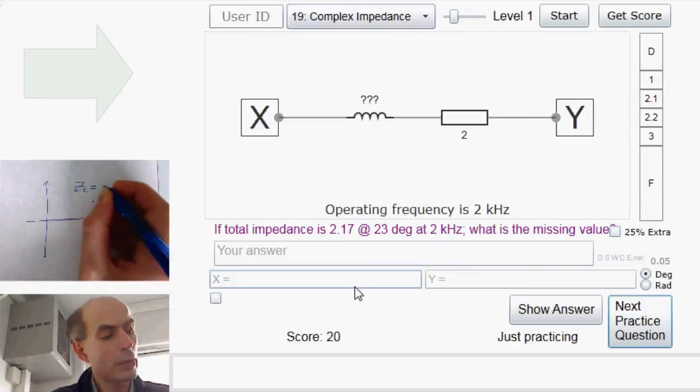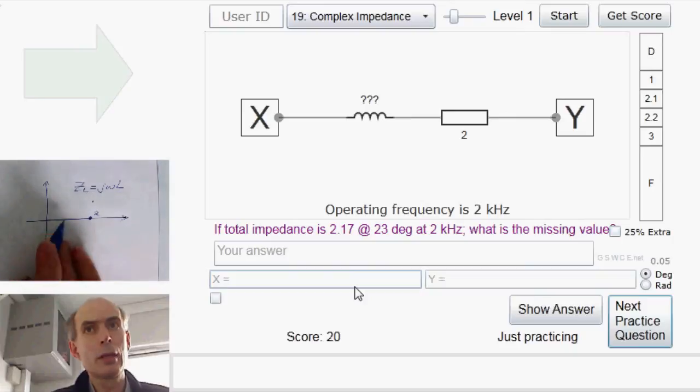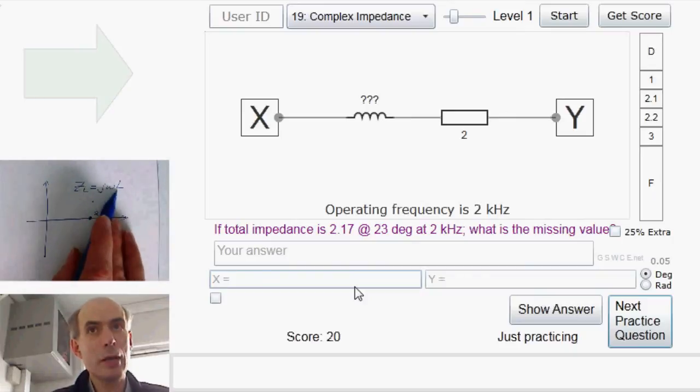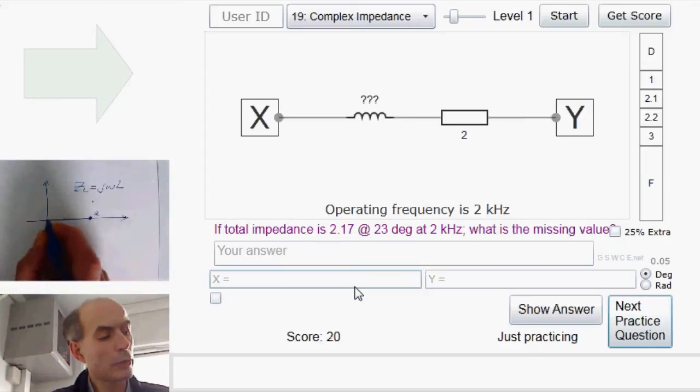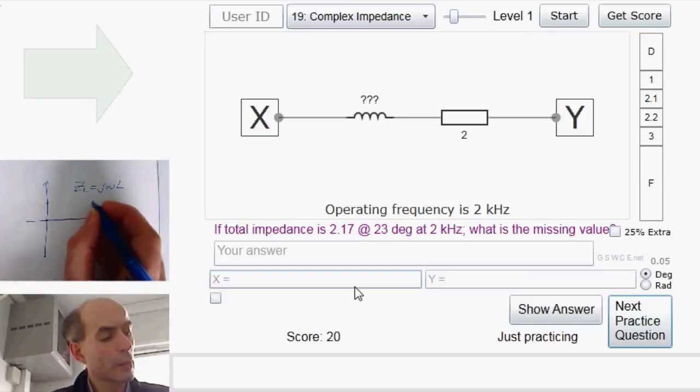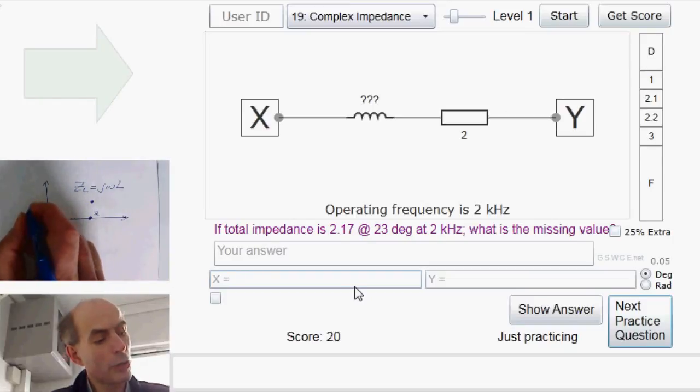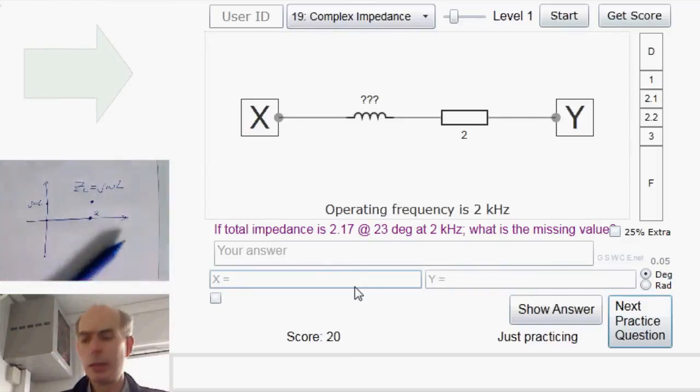Remember, it's J omega L. It's going to be a positive imaginary number. So it would be represented by a complex number along the positive imaginary axis here. Let's say it's there, where this here is J omega L. Right, let's have a look at this.